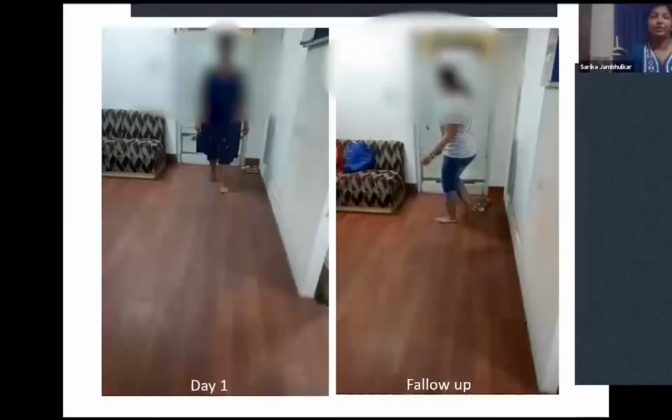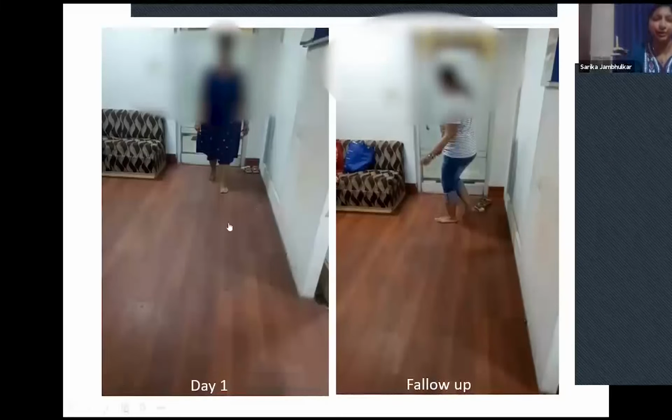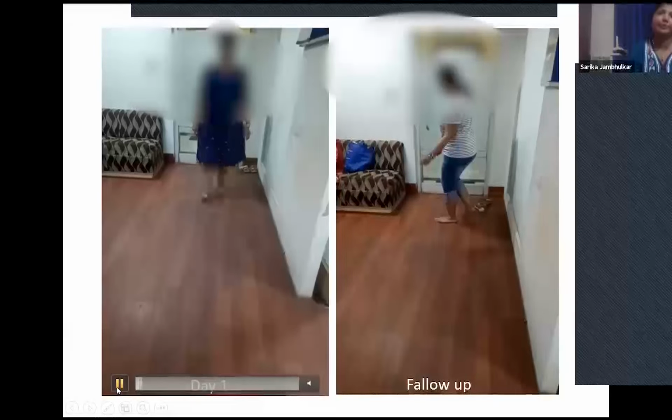Okay, now these are the videos. Day 1. I'll keep playing this video for a while so you can observe the walking pattern, how the limb is, and what the severity of the pain is in the patient.